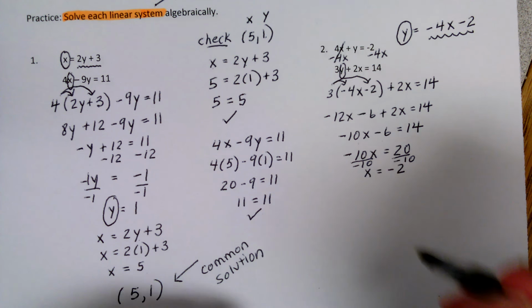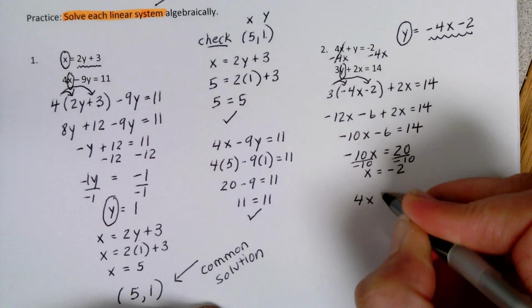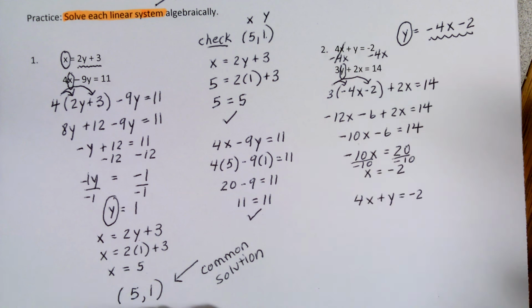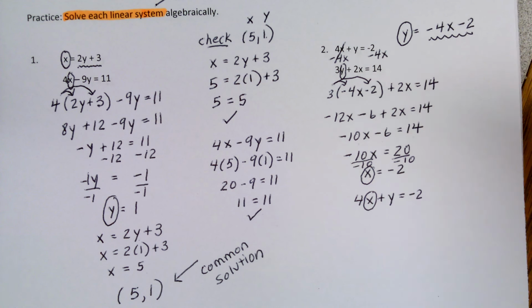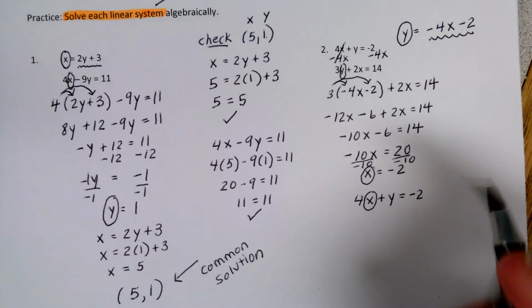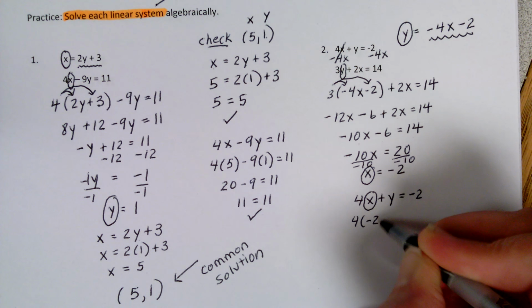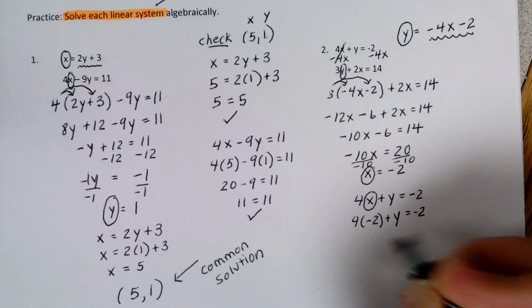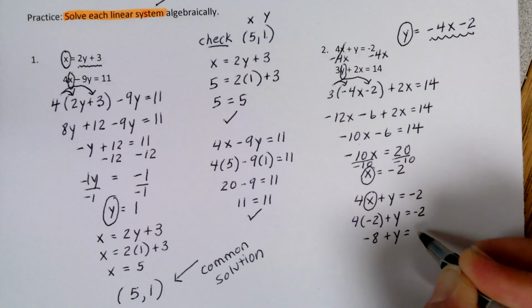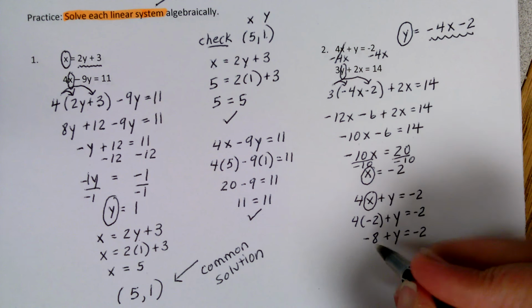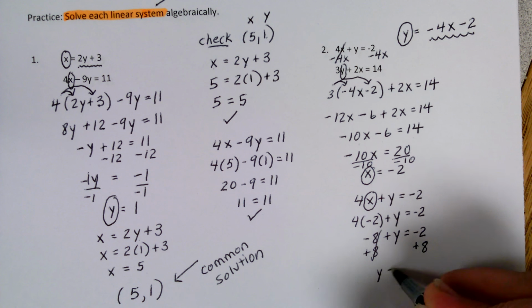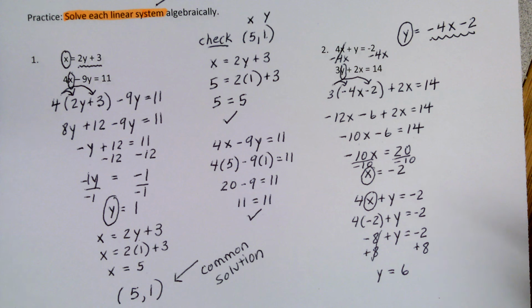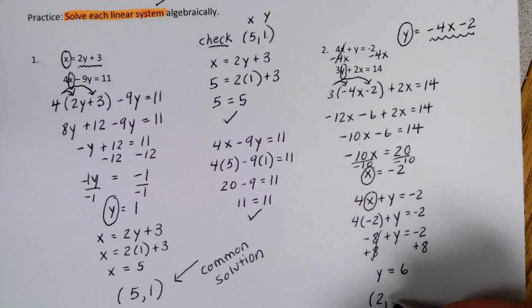We can pick any equation we want. Again, I'm just going to take the simpler one. Makes it easier. If x has a value of negative 2, wherever I see x, I can replace it with its equivalent value. So we have 4 times negative 2 plus y equals negative 2. Negative 8 plus y equals negative 2. Instead of subtracting 8, we're going to add 8 to both sides. That's a zero pair, and we get y equals 6. So I think my common solution is negative 2, positive 6.